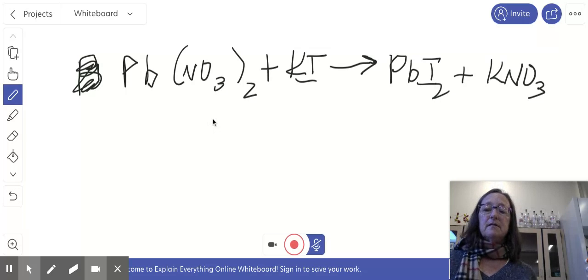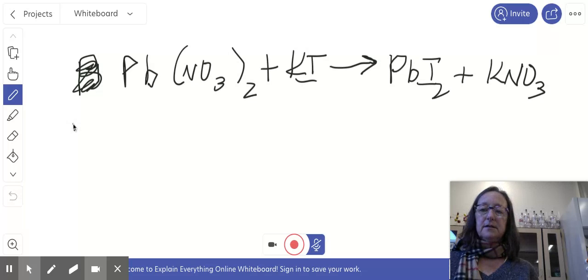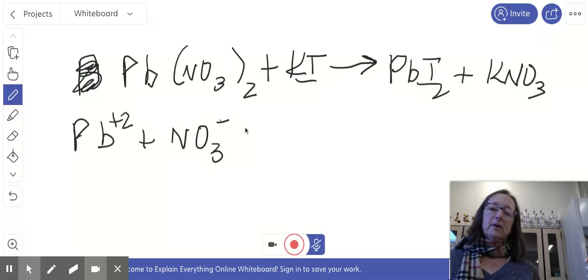Now, here's the thing. Once you've written the molecular equation, you want to go through and dissociate everything that is going to be soluble. That first compound, Pb(NO3)2, has the nitrate ion in it, so it will dissociate into Pb2+ and NO3-. I'm going to ignore the subscript 2 for now because, quite frankly, if nitrate drops out of here, it's not going to really matter.